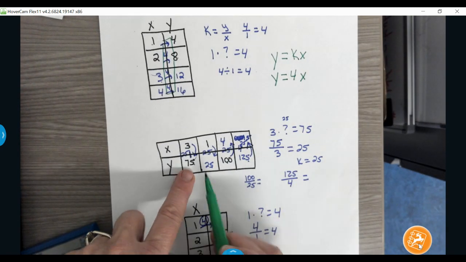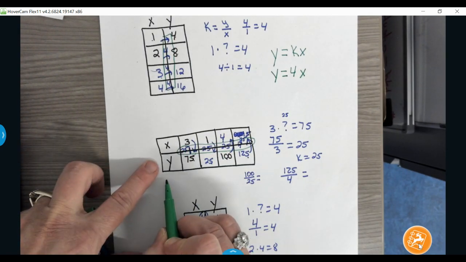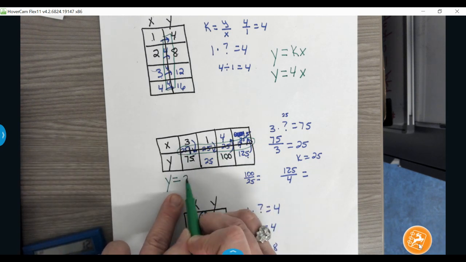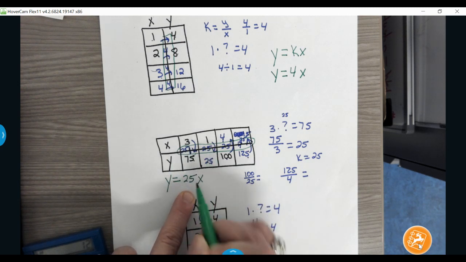Now let's look here. This one had a constant the entire way through. So my equation is y equals, what is my constant? 25. And what did I multiply it by? I multiplied it by my x.